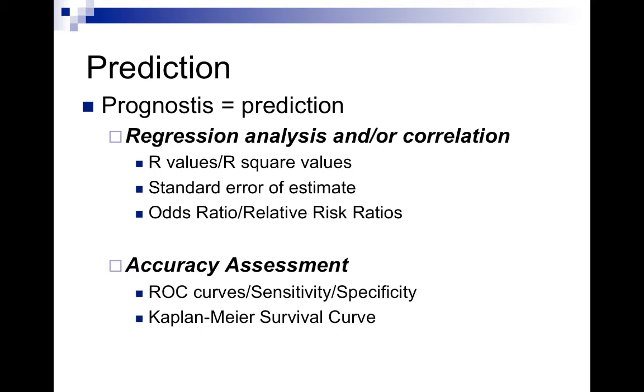Now we can change the question. Instead of just asking if it's correlated, we could say, can we make a dichotomous predictive outcome? And then in that case, we can measure accuracy. And if we do that, we're going to see something like receiver operator curves, sensitivity and specificity, or something like a Kaplan-Meier survival curve. Most of the time, we see odds ratios quite a bit, and we also see the accuracy assessment often.